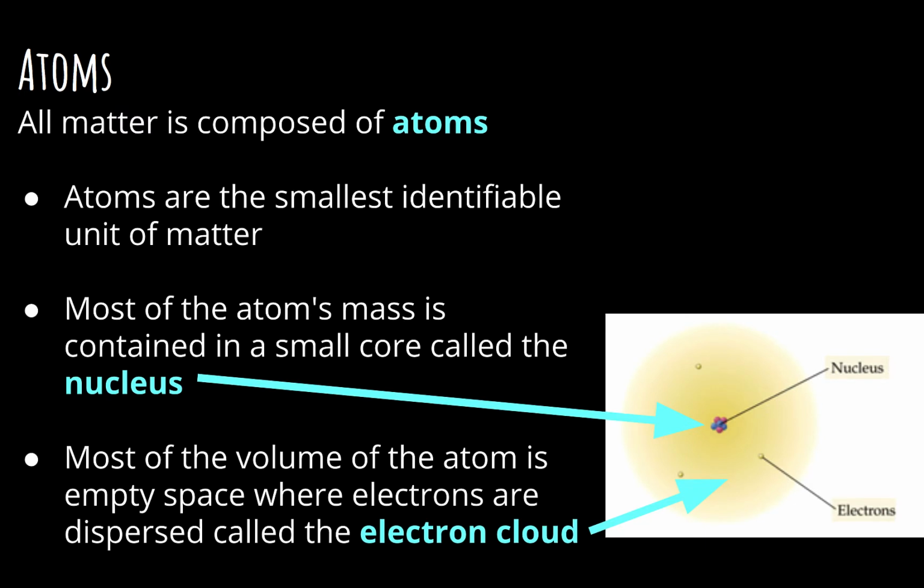So atoms make up all matter, so they're the smallest identifiable units. When you look at an atom, it has two major parts: the nucleus, which is the core of the atom, and that's where the protons and neutrons are contained. The rest of the atom is mostly empty space, but that's still where the larger volume of the atom is contained, and that's the electron cloud. So those electrons are dispersed within that electron cloud.